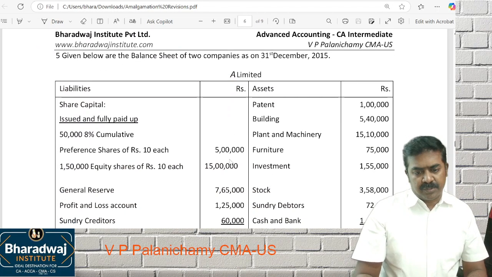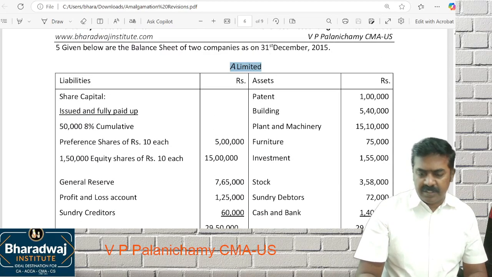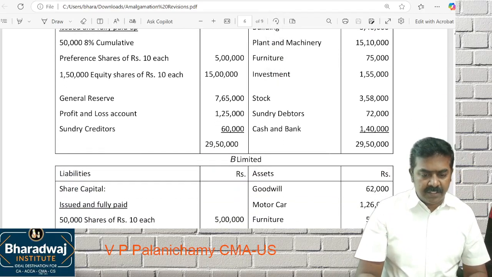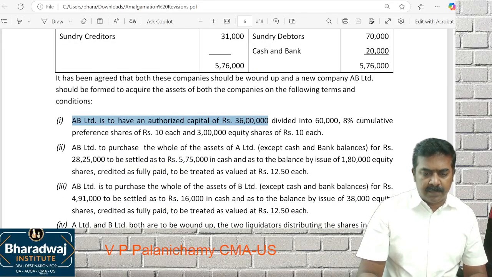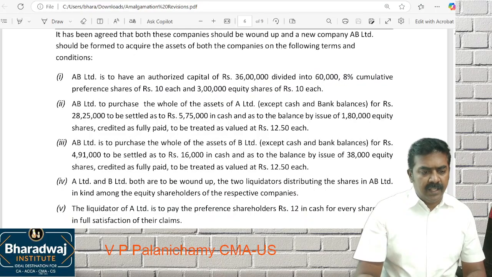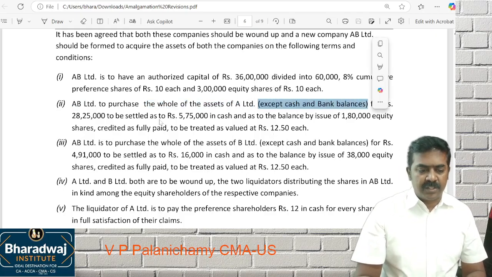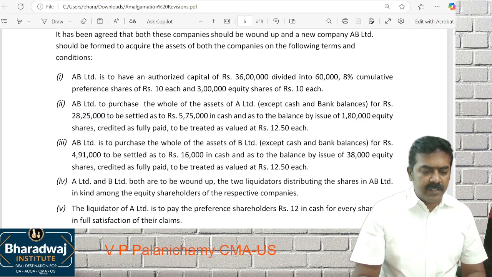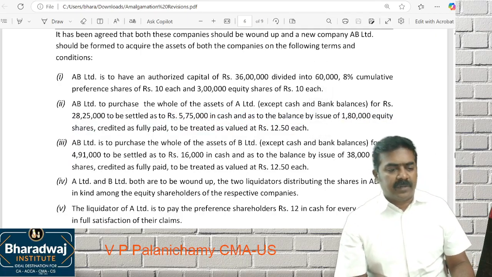Shall we? Fifth question, one of the lengthy questions that was tested in the past examination. Read. Balance sheet of which company is given? A Limited, then balance sheet of B Limited is given. Look at that. AB Limited with an authorized capital of 36 lakhs, that is 60,000 preference shares and 3 lakh equity shares of 10 each. AB Limited will purchase the whole of the assets of which company? A Limited, except cash and bank balance, for rupees 28 lakh 25,000, to be settled in 5 lakh 75,000 in cash, balance in 1 lakh 80,000 equity shares of 12.5 each.